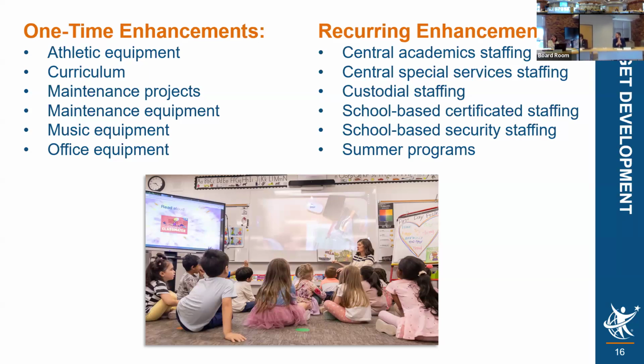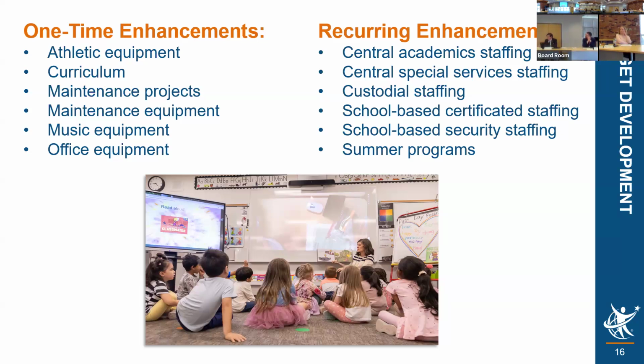Charles? Yeah, so on the recurring enhancements, I put school-based certificated staffing at 1, central special services staffing at 2, central academic staffing at 3, summer programs 4, custodial staffing 5, and school-based security staffing 6. I think, to the things that I hear in the community, and the things that we can do to show our community direct impacts, additional certificated staffing to be able to show the community that we're reducing class sizes is one of the most direct things that we could do about an issue that I hear in the community. And no amount of talking about the legal requirements of class sizes will convince people that class sizes are just fine or right-sized as they are. I always hear they want smaller and smaller.